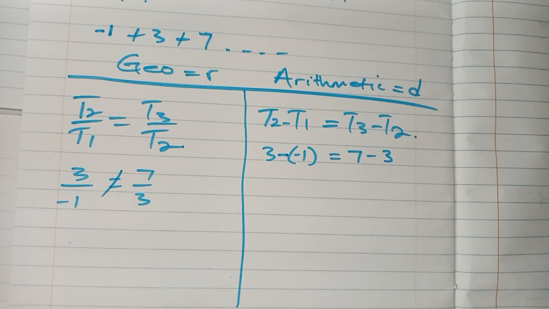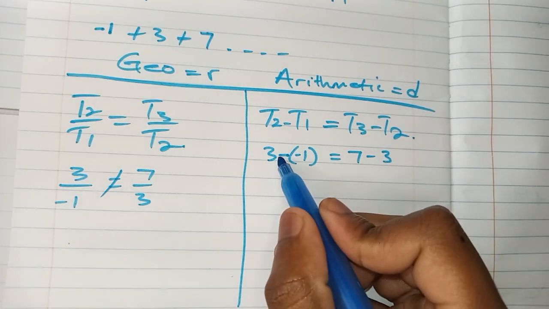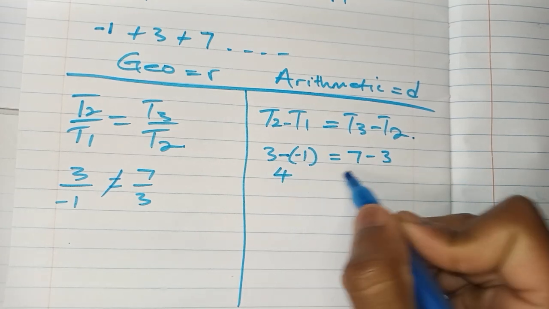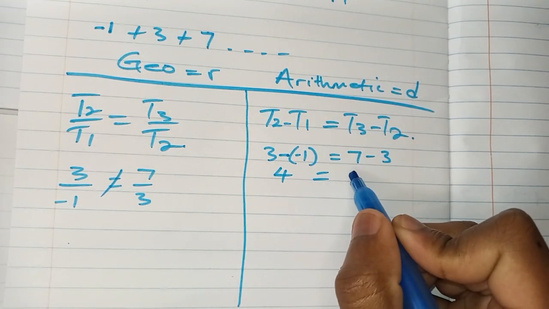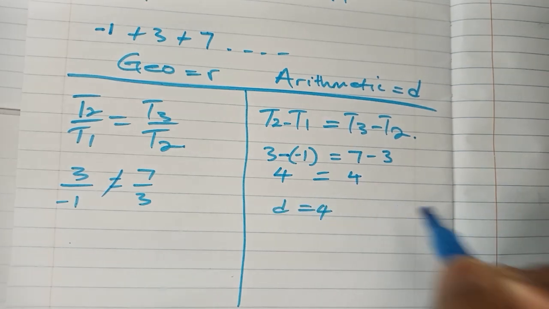So we now continue by saying this is going to be a plus, right? So it's going to be 4, and it's also going to be 4, right? So our d is equal to 4, right?